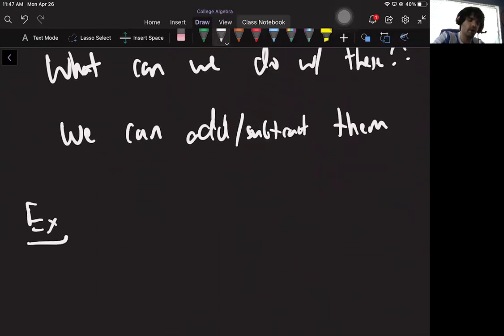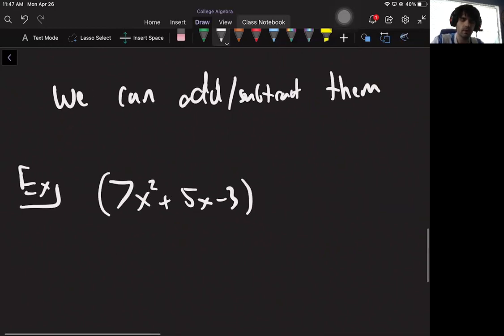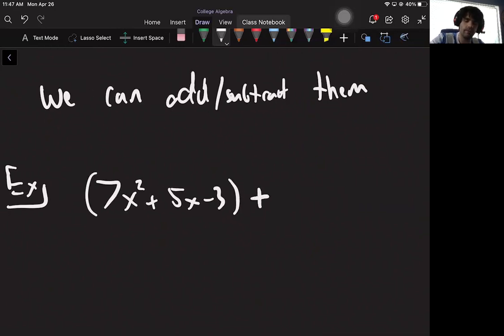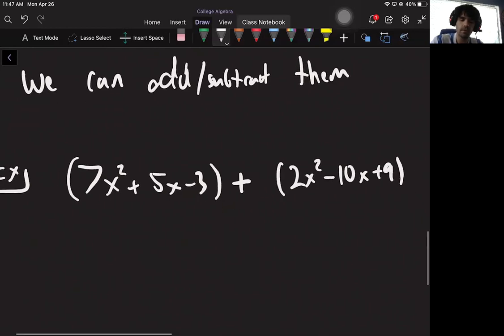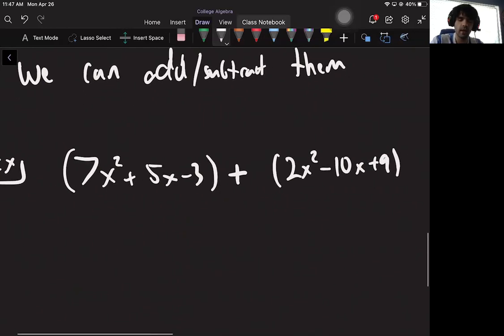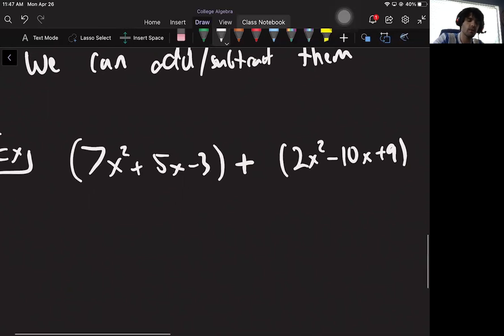So for example, if I have one polynomial, so this would be a degree 2 polynomial, how would I add it to another one? So this is another degree 2 polynomial. How would I add these together? Well, we just combine like terms is the saying.